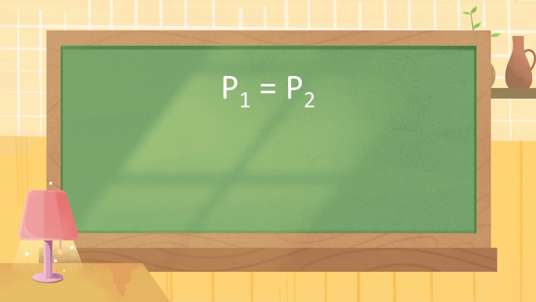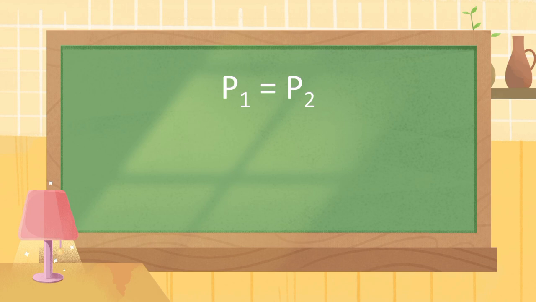Now, in the case of two pistons connected by a fluid-filled pipe, Pascal's principle tells us that the pressure exerted on both pistons is the same, wherein P1 = P2, or the input pressure is equal to the output pressure.